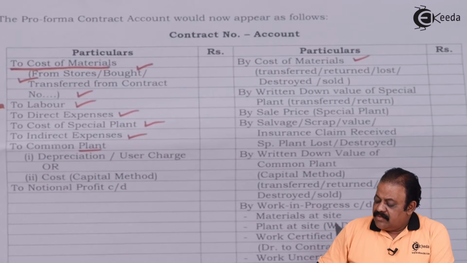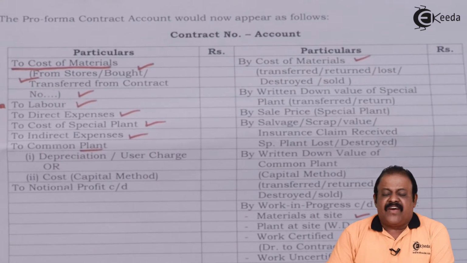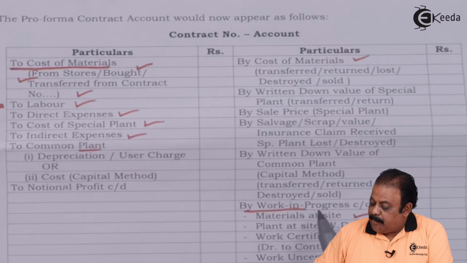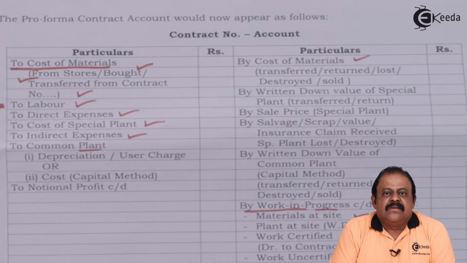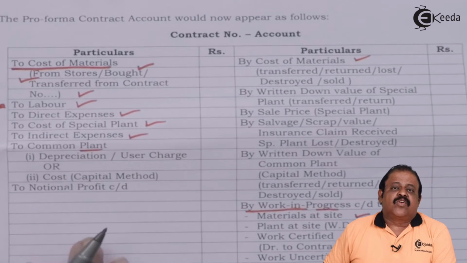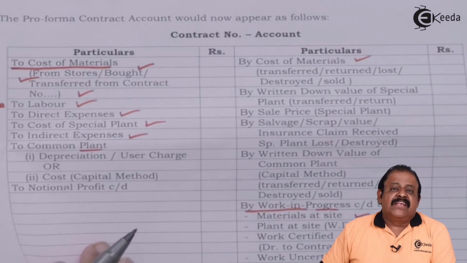Similarly, we will be recording the amount of material at site, work certified, work uncertified, to the credit of contract account under the heading work in progress. This work in progress indicates that contract is incomplete. This closing work in progress of 1 year will become opening work in progress of the second year. If contract is completed, profit or loss will be transferred to profit and loss account. If it is not completed, notional loss will be transferred to profit and loss account. Notional profit we can transfer by applying certain rules.